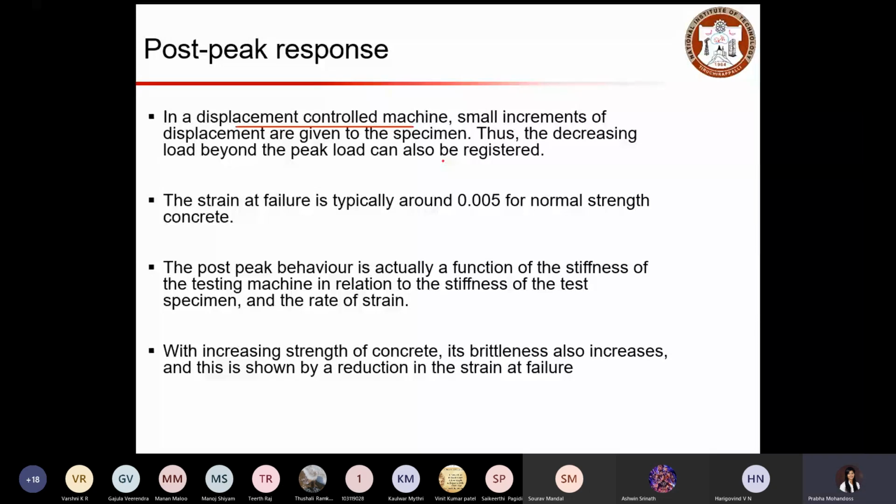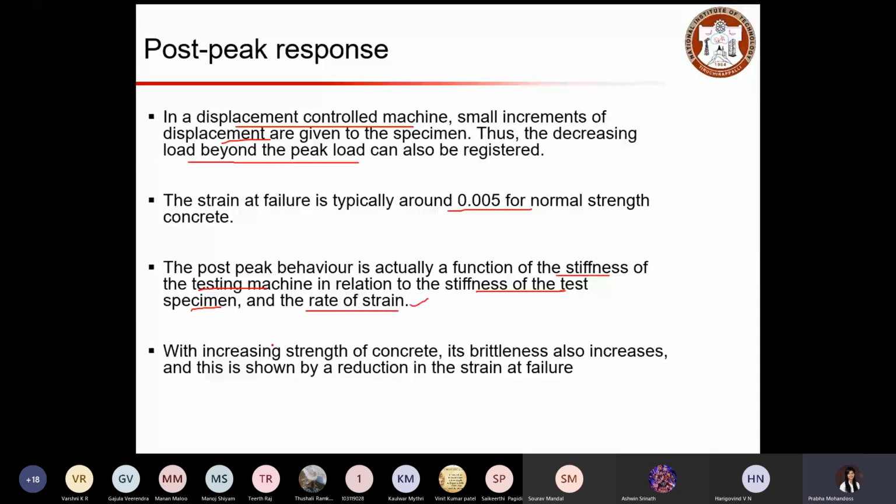Small increments of displacement are given to the specimen, and thus the load decreases beyond peak load, and then we can capture the post-peak response. Typically, the strain at failure will be around 0.005 for normal strength concrete, and this will get reduced for high strength concrete. Most often, the post-peak behavior is a function of the stiffness of your testing machine in relation to the stiffness of the test specimen, and the rate of strain. So basically, it depends on the stiffness of both the test machine and the specimen, and the loading rate.